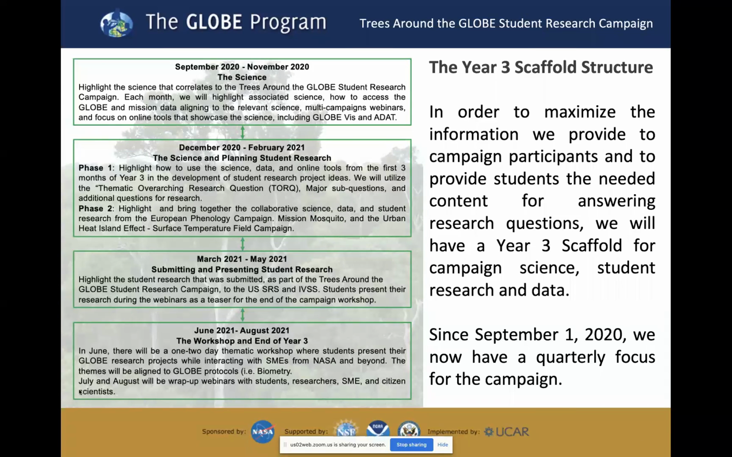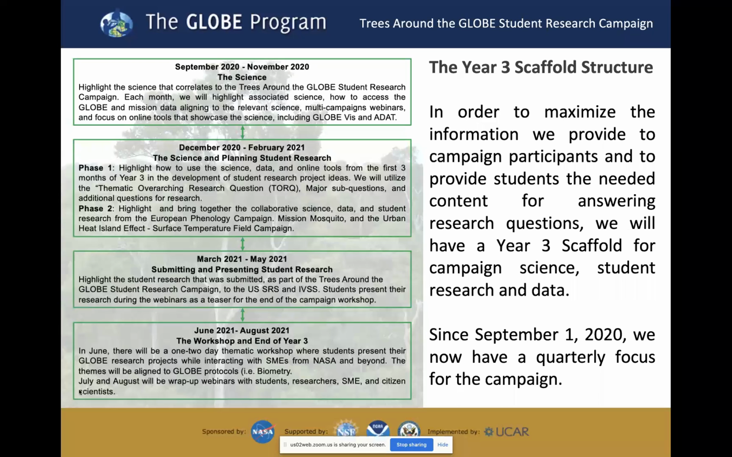So here we have what's called the year 3 scaffold structure. I say year 3 because we're in the third year of the campaign right now. It started September 1st, so it's pretty new for year 3. What we're doing in the beginning, from September, actually this should be through December because we added it, September through December, we are focusing on the science of the campaign. So we're focusing on tree height, land cover, green up, green down, and the carbon cycle.